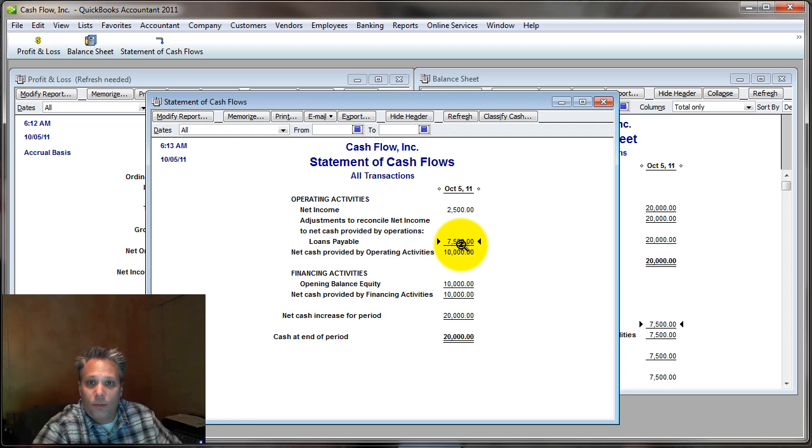The formulas themselves are very simple. It's addition and subtraction. But we have to understand which way to go in order to get the right reconciliation in terms of going from net income to cash on the statement of cash flows.